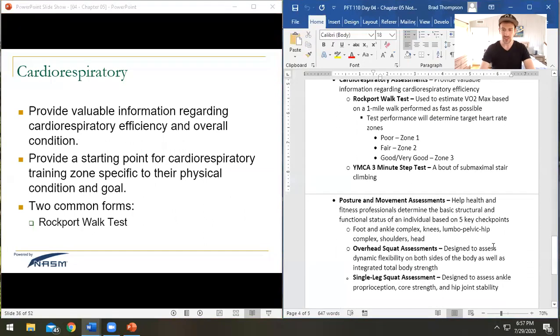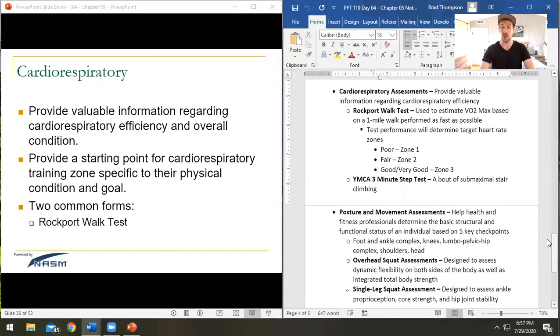Okay. Now we're getting into it, because all of that is great, now we understand our client's status. Now let's look at what type of training we should give them. Should we give them a hard cardio routine, a gentle cardio routine? Let's find out. So we have our cardiorespiratory assessment. This is going to provide us with valuable information regarding their cardiovascular efficiency, like if they have a really great cardiorespiratory system or not.